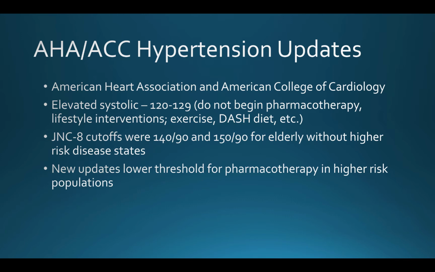But JNC 8 cutoffs were obviously much higher, again depending upon those risk disease states and age. So again, an elderly patient that doesn't really have any at-risk disease states, goal of 150 over 90. Everybody else, 140 over 90. So again, that lower threshold for beginning pharmacotherapy is important to note here.